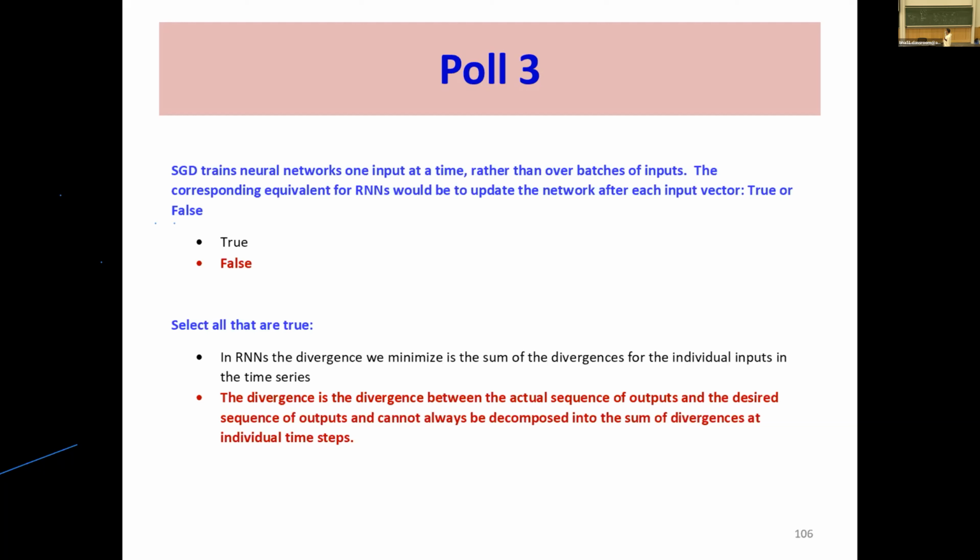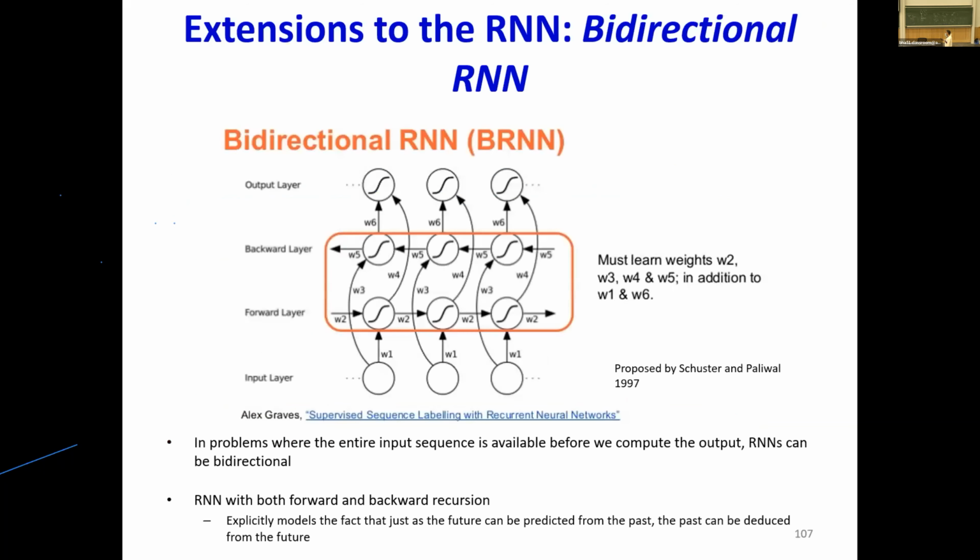So also, the divergence is the divergence between the sequence of outputs and the desired sequence of outputs and cannot necessarily be decomposed into the sums of divergences at individual times.